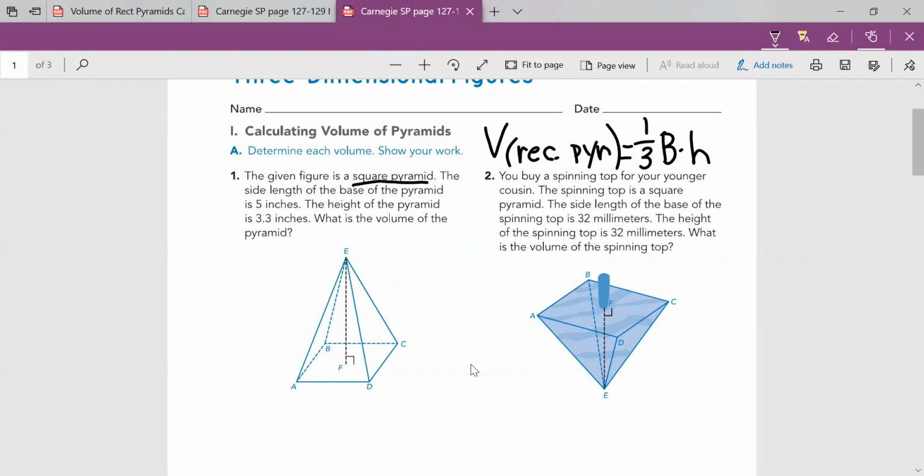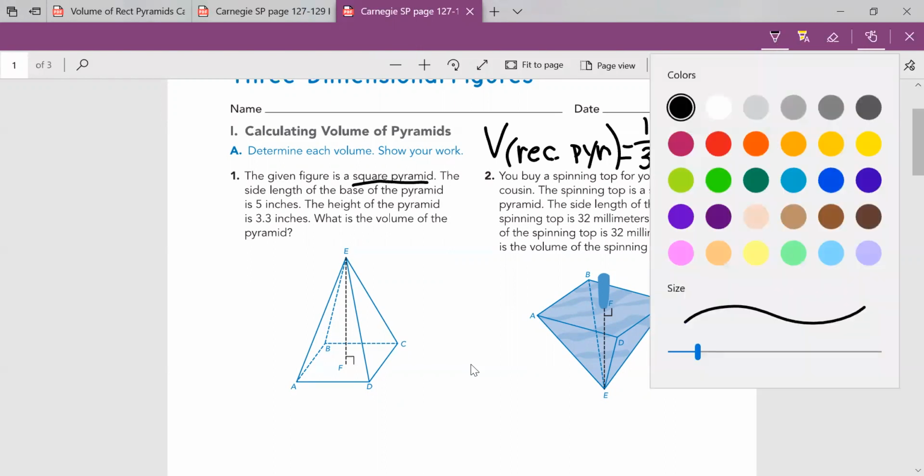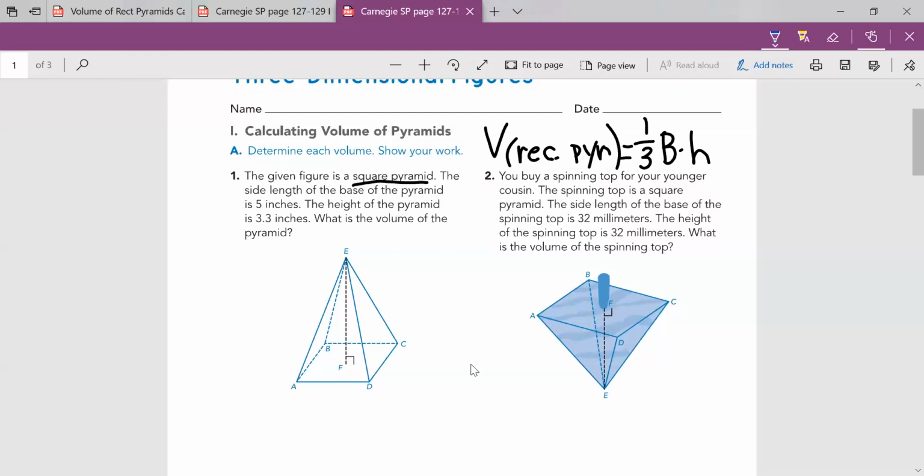And the reason we take 1/3 and multiply it by the area of the base times height is because you need to start with the area of whatever the base is. In this case, the base is a square, so it's the length times the width. When you multiply those together, you get the amount of space that this takes up. So we know that the side length is 5 inches. If this side is 5 inches and it's a square, then this side must also be 5 inches, because squares have all sides the same length. And that would be capital B for area of the base.